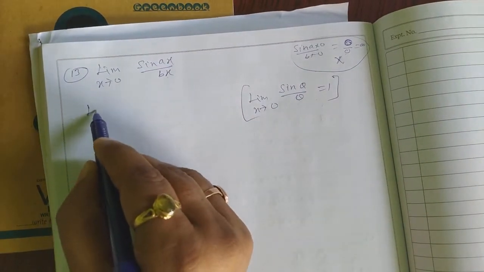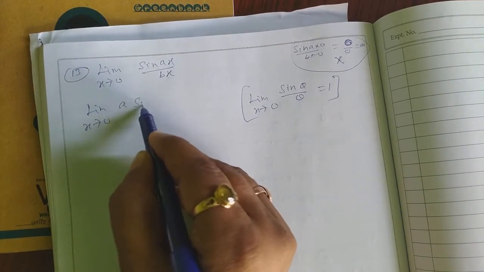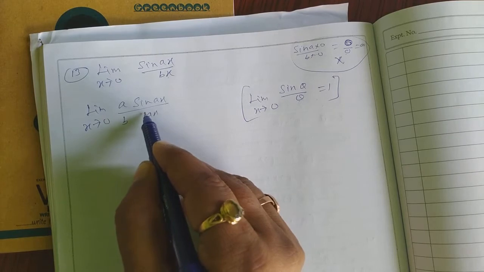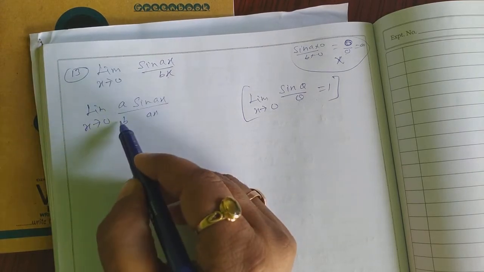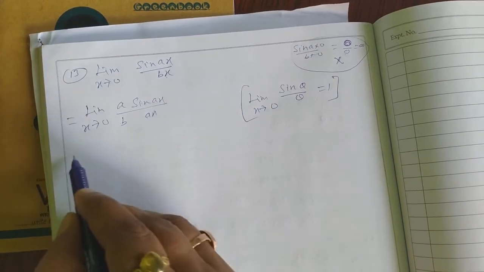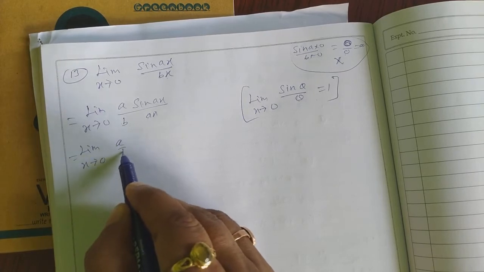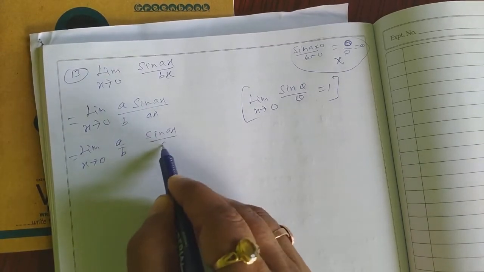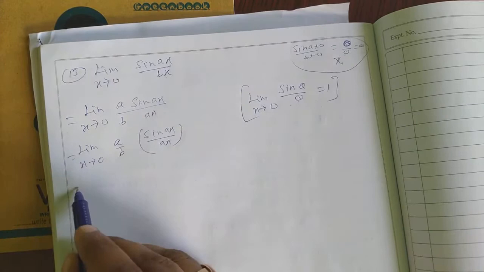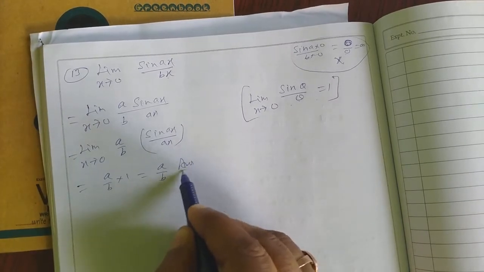So x tends to 0. Suppose you multiply by a and divide by a: sin ax upon b x, written in terms of x and ax. The a upon b you write separately, and this a and this a multiply here. So you can write limit x tends to 0, a upon b separately, and sin ax upon ax. What is the value of this? According to the identity, sin theta upon theta, the value is 1. So a upon b into 1, the result is a upon b. This is your correct answer.